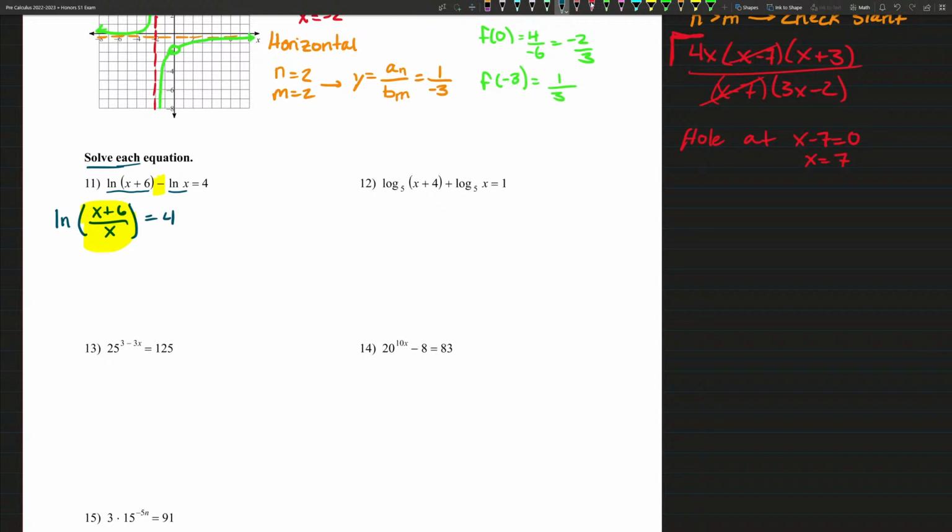Okay. Now we need to get rid of the natural log. So in order to solve for x, we need to get rid of that natural log. In order to do that, right, the base of ln is e. So we're going to take everything as an exponent of e. What we do to one side, we have to do to the other.